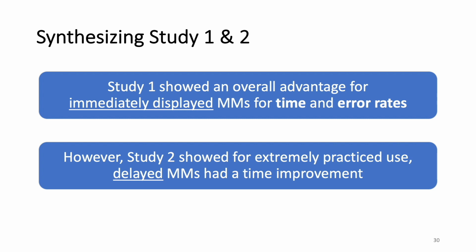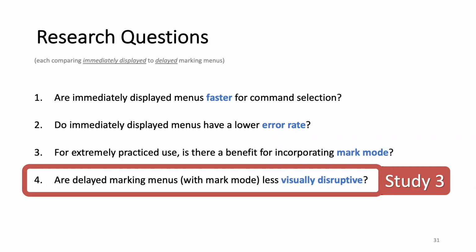So taking this into consideration, to synthesize the results of these 2 quantitative studies, we found in study 1 an overall advantage for immediately displayed marking menus for time and error. However, in study 2, delayed marking menus showed a time improvement. For our last research question, we wanted to see whether or not an immediately displayed marking menu would be visually disruptive to its users, as was theorized in the original marking menu.